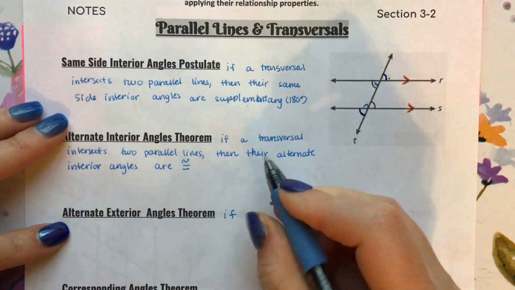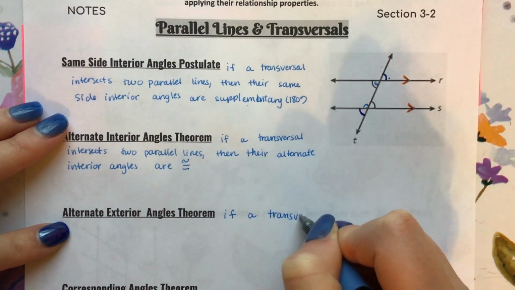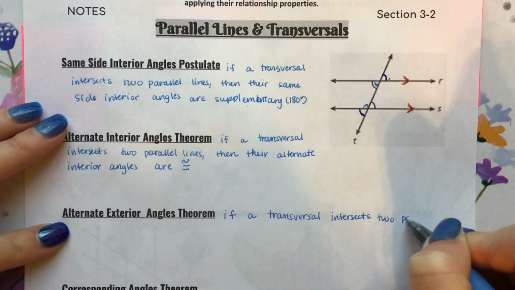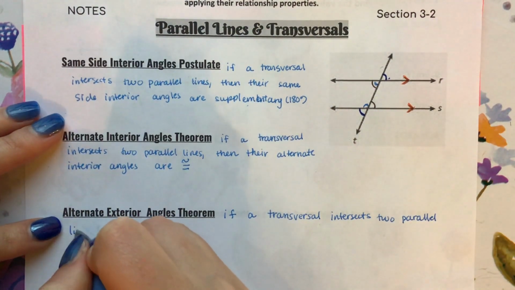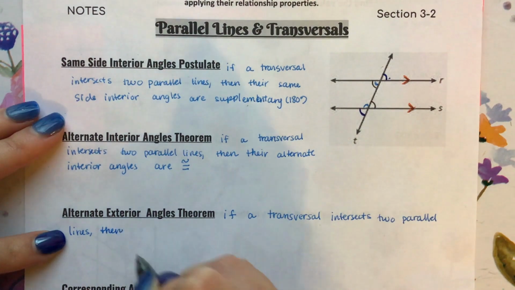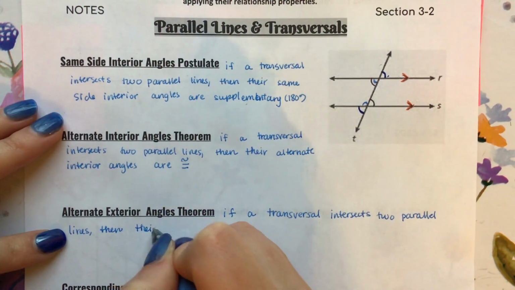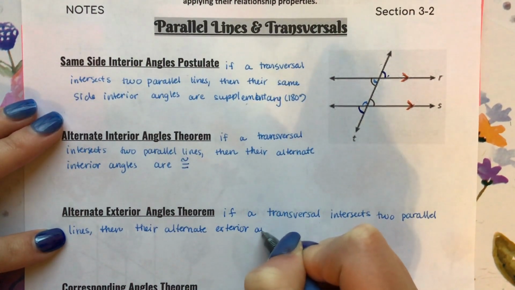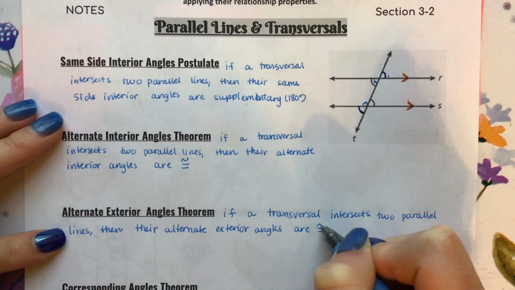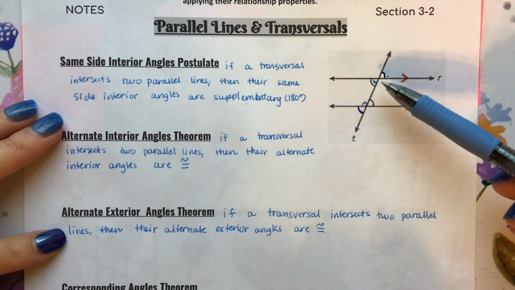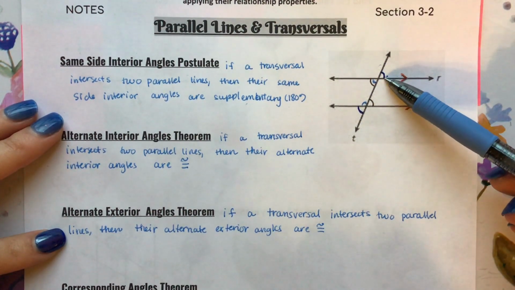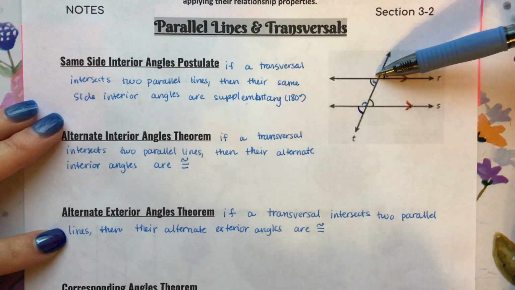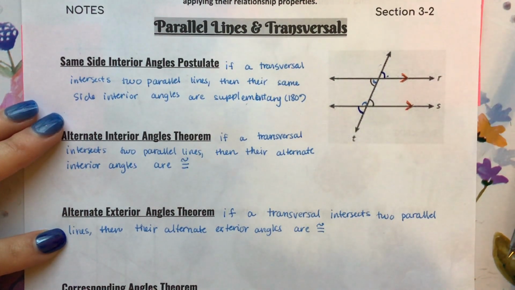So it says if a transversal intersects two parallel lines, then their alternate exterior angles are congruent as well. So that means this angle down here marked in dark blue, and this angle up here marked in dark blue are congruent or have the same measure. That would also mean that this guy up here and this one down here would have the same measure as each other as well.